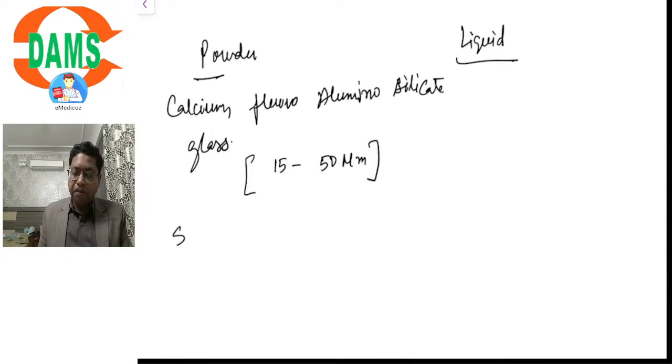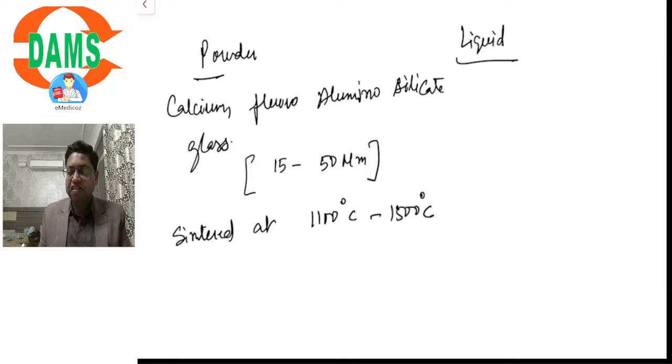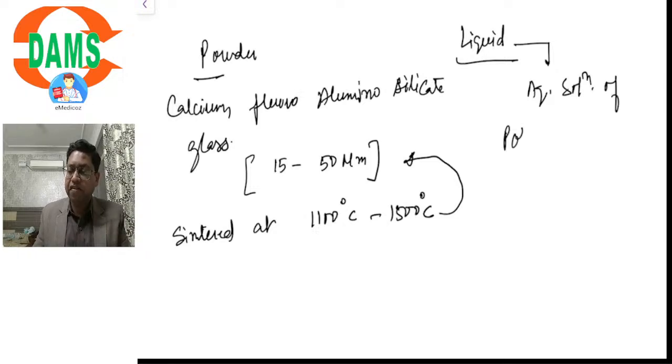These components are sintered at temperatures of 1100 degrees Celsius to 1500 degrees Celsius, and are then ground to give powder particles in the size of 15 to 50 microns. The liquid is an aqueous solution of polyacrylic acid.